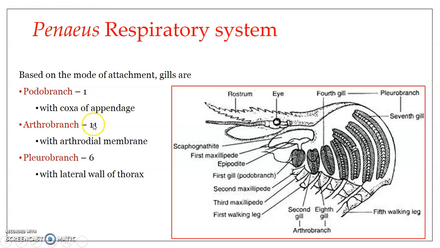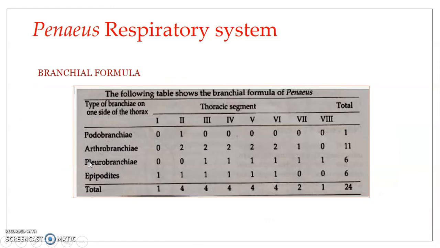And these numbers are the number of these kinds of gills present in Penaeus. Penaeus has a single podobranch. It is the first gill of the Penaeus, and it is the podobranch type. Then we have 11 arthrobranchs, and then 6 pleurobranchs. So where they are located, we can find. This is a table which shows the arrangement of these different kinds of gills along the branchial chamber along the sides of the thoracic region.